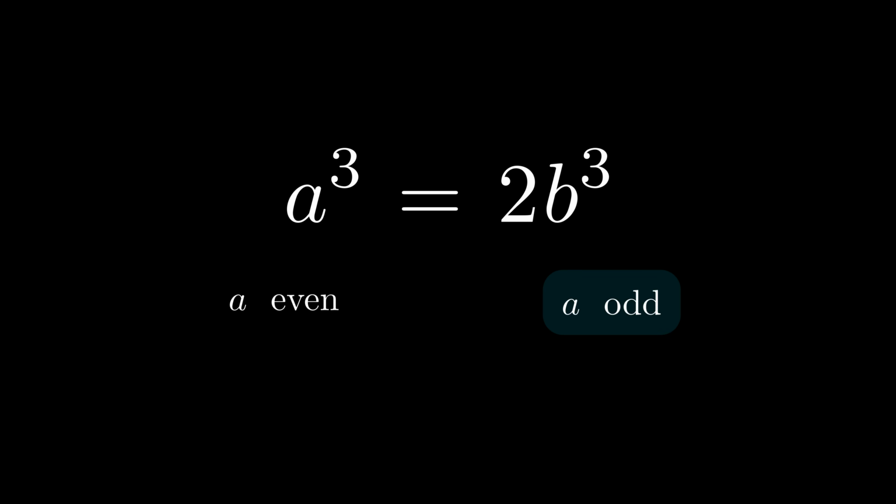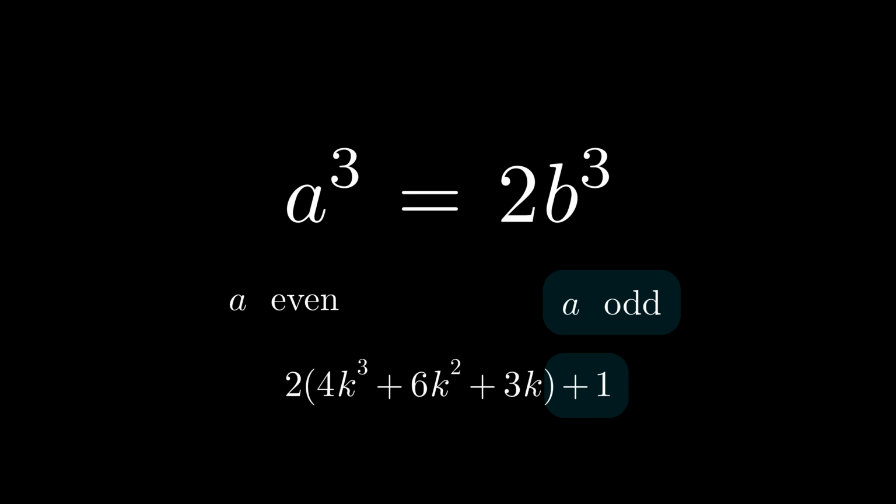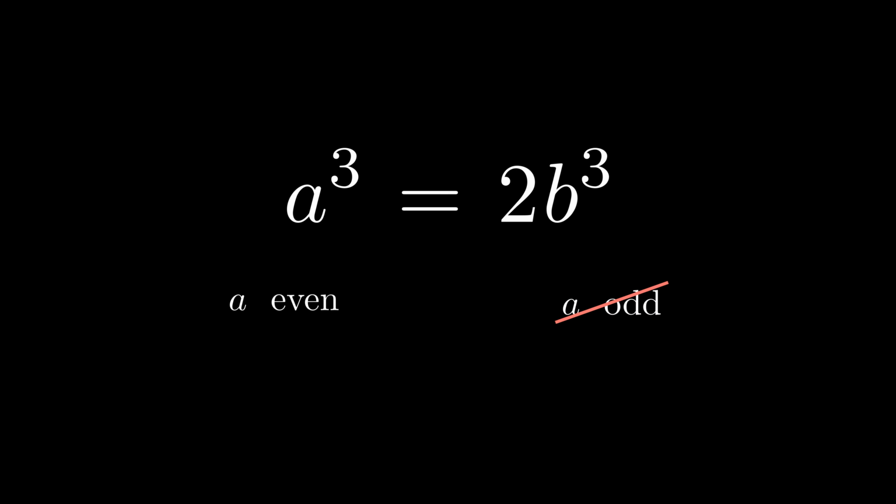Suppose it were odd. Every odd number is 2k plus 1. Cube that, and every piece of the expansion picks up a factor of 2, except the plus 1 hanging on the end. So an odd a would give an odd cube. But we've just shown a cubed is even. That can't happen, so a isn't odd. Only one option left. A is even. Write it as 2k.